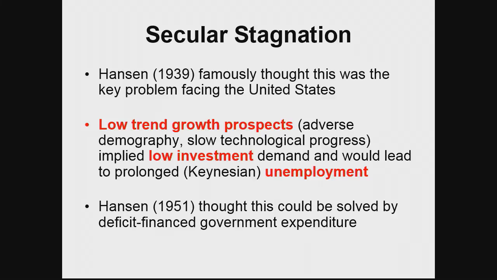Alvin Hansen thought the United States in the 1930s faced secular stagnation. There are various flavors of that. Let me interpret it for this morning as this is an economy with low trend growth prospects. The low trend growth implies weakness of investment demand in the short term, and with this demand missing, then a Keynesian unemployment problem was always a possibility.